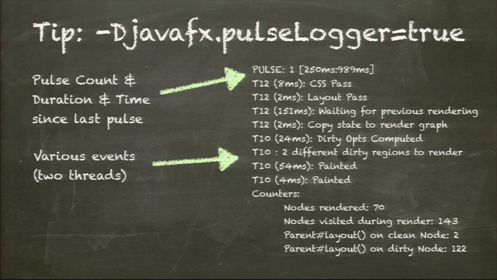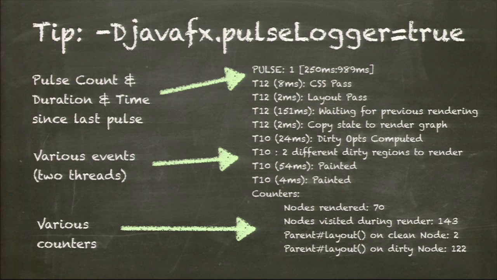Two different dirty regions to render, and then we can see one of those took 54 milliseconds and one of them took 4 milliseconds. That's pretty useful information, to help you get to the bottom of what's going on in your particular pulse. And then at the bottom, there's various counters that we put in, and these are really easy for us to change what we've got.